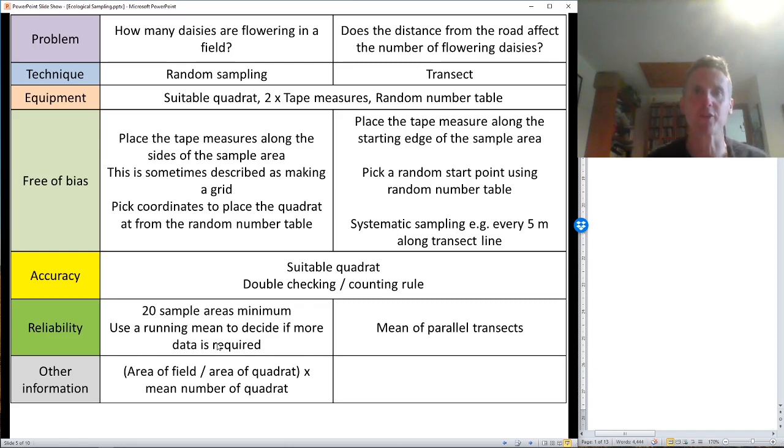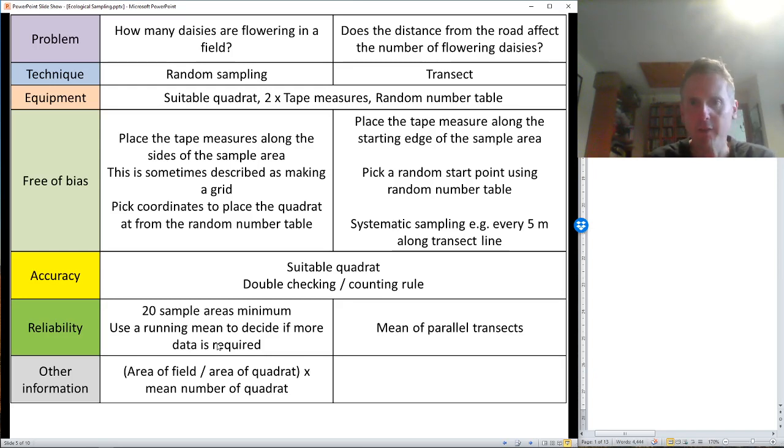You have to do some maths, and this is what you'll be doing. I need to basically work out how many quadrats would fit in the field. So I get the area of the field divided by the area of the quadrat, in the same unit as well. They both need to be in meters squared. Then I times by the mean number that I get in a quadrat. So you're going to be doing some of that maths later.